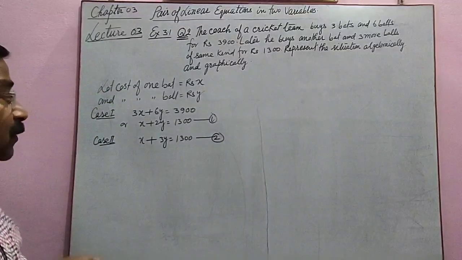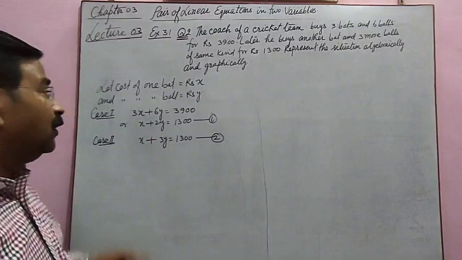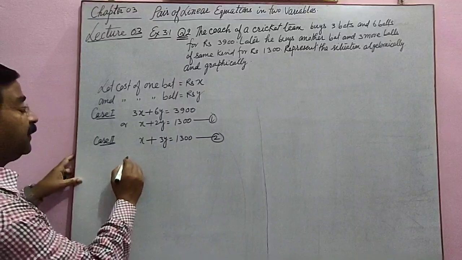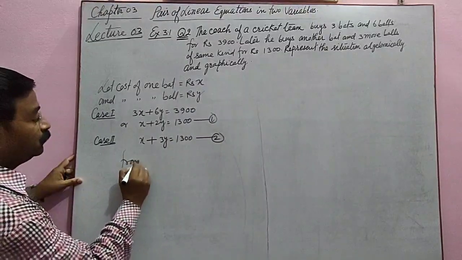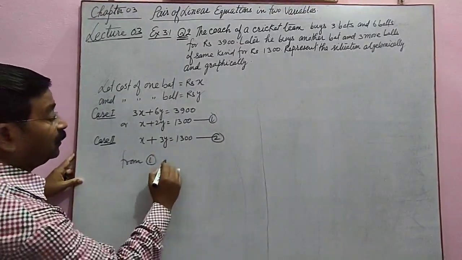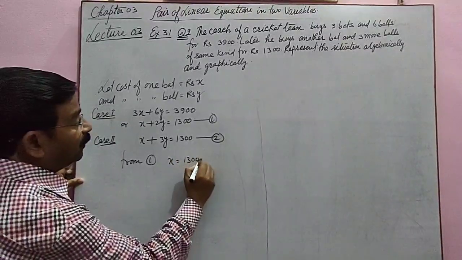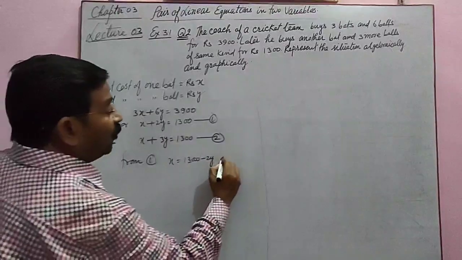Now for geometrically or graphically, we will form the table with the same values. Let's see. I'm taking from equation 1, x is equal to 1300 minus 2y. Form a table.